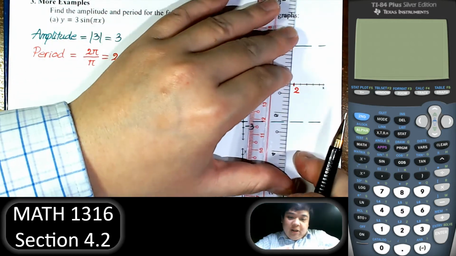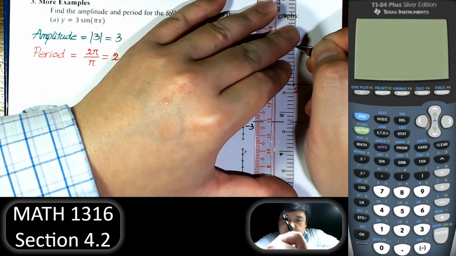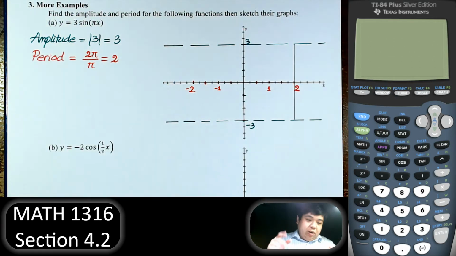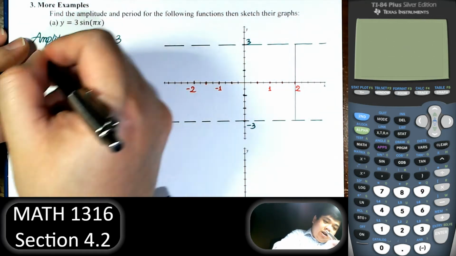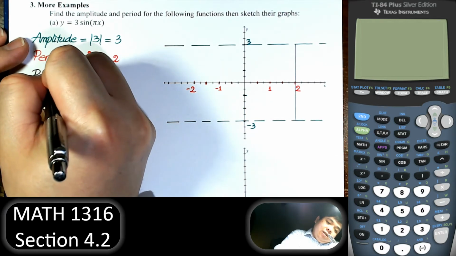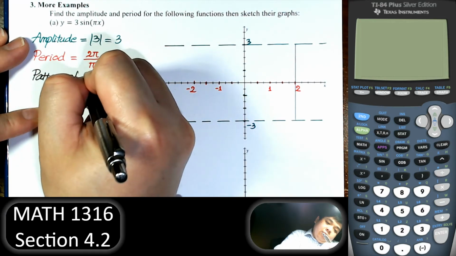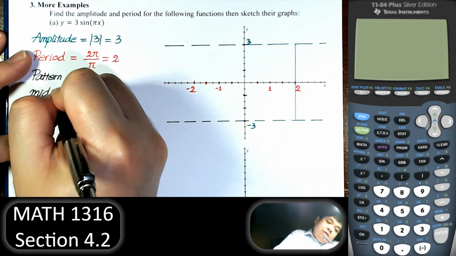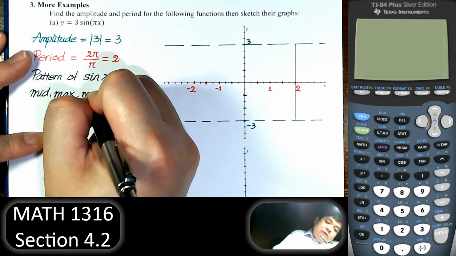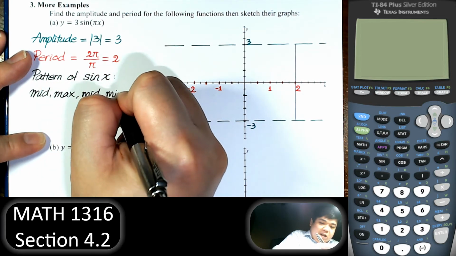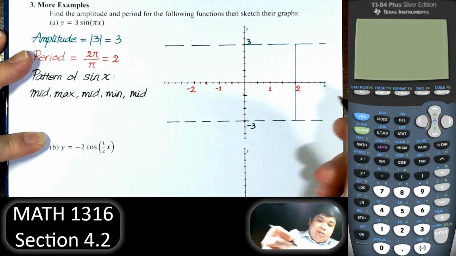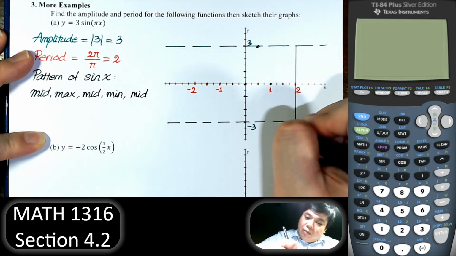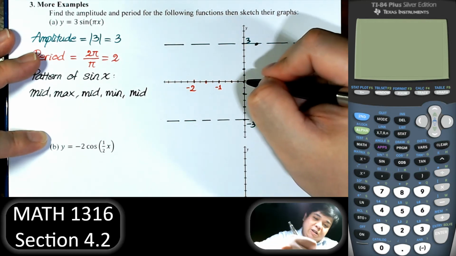And then we have one period in that window. Now the pattern for sine: middle, max, middle, min, back to the middle, middle, max, middle, min, back to the middle.